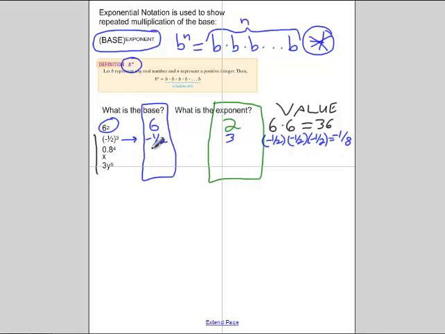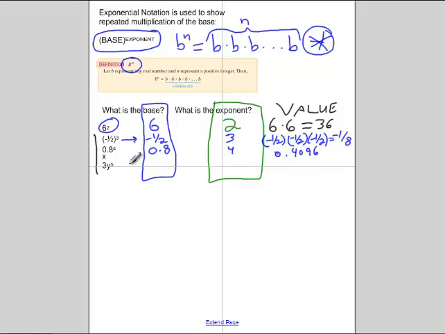Let's see, what's our base for the next one? 0.8. What is our exponent? Our exponent is going to be 4, so the longhand would be 0.8 times 0.8 times 0.8 times 0.8. If we evaluate that, we'd have to use the calculator: 0.8 to the 4th power gives us an answer of 0.4096. That's our answer for that one.